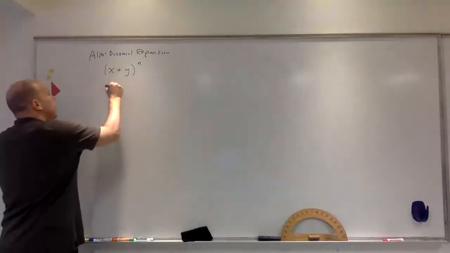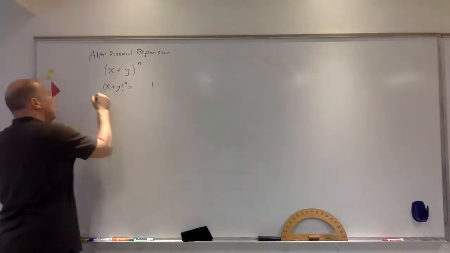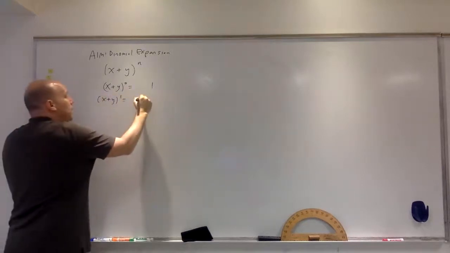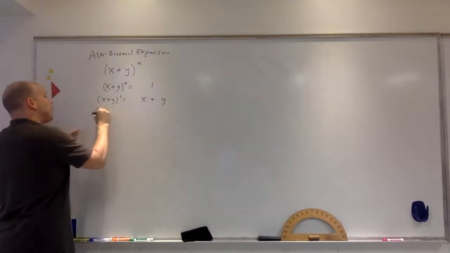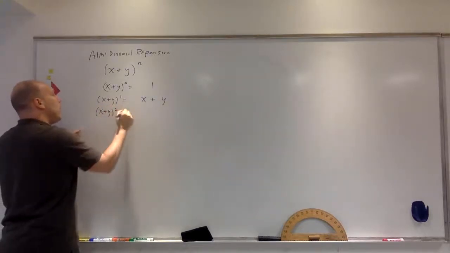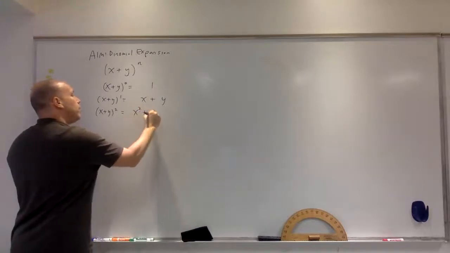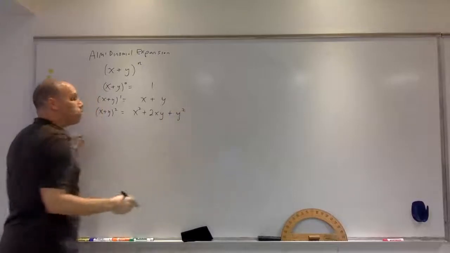So x plus y to the 0 power is 1. Let's expand x plus y to the first. Well, it's simply x plus y. Let's expand x plus y squared. And we know through the FOIL method, it's x squared plus 2xy plus y squared.